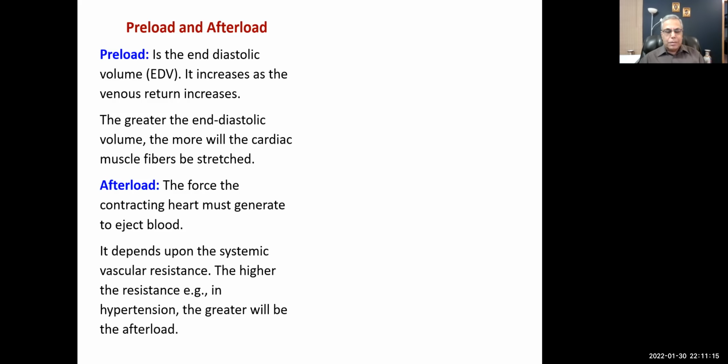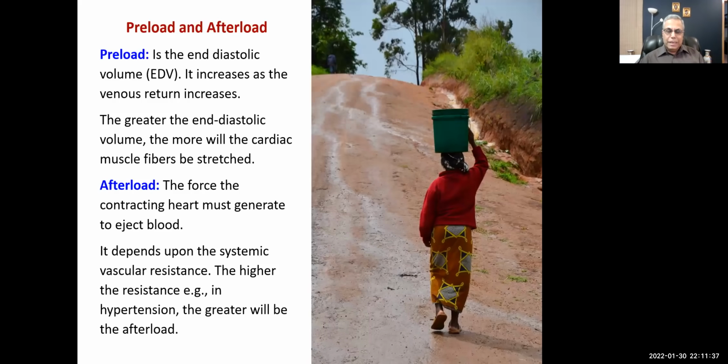And this is analogous to systemic vascular resistance. Actually, it is systemic vascular resistance. The higher the resistance, as in hypertension, if the blood pressure is high, there is greater pressure in the aorta and the arterioles, basically. So the heart has to generate a greater force to eject the blood. So this is end diastolic volume, and this is like the peripheral resistance.